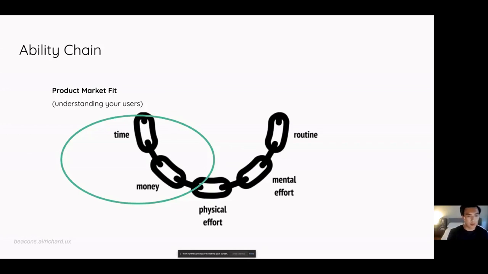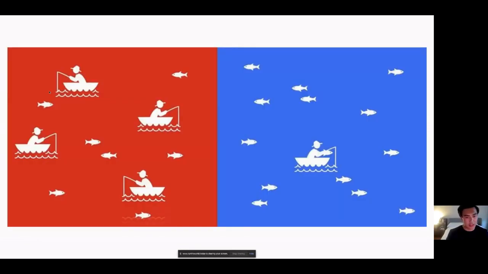There's a lot of articles and resources that I'll link afterwards on how to choose the best market. But the main thing I want to talk about is market is the most important, and you want to look at all your potential users through the lens of time and money because it's closely tied to the ability chain. There's also the concept of red ocean and blue ocean. Essentially, this talks about the competitiveness of a market. So red ocean obviously means there's a lot of competitors. Blue ocean means that there's no competitors and you're creating a brand new market.